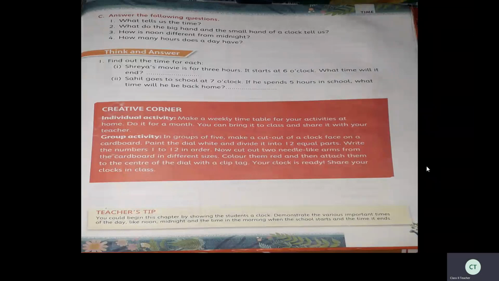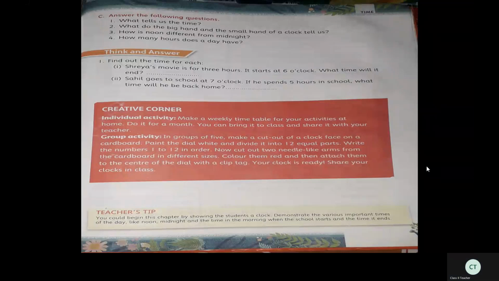So it starts at 6 o'clock. Now what should we find out? We should find out when it will end or finish. It starts at 6 o'clock and will take 3 hours to complete. So we have to add 3 to 6. What is 6 plus 3? 6 plus 1 means 7. 6 plus 2, 8. 6 plus 3, 9. So when will it end? It will end at 9 o'clock.